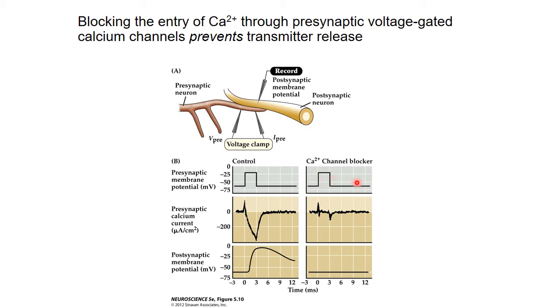By blocking the calcium channel, you block the calcium current, and that is sufficient to completely block the change in postsynaptic membrane potential, which really suggested that calcium entry through voltage-gated calcium channels in the presynaptic neurons is required for the release of neurotransmitters.